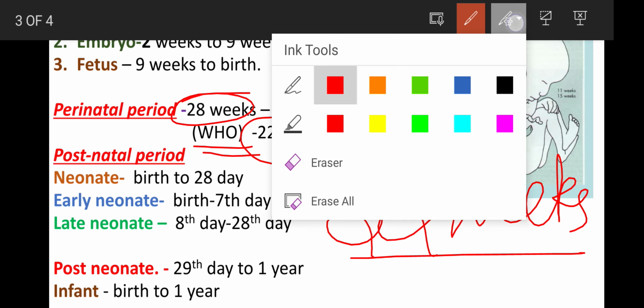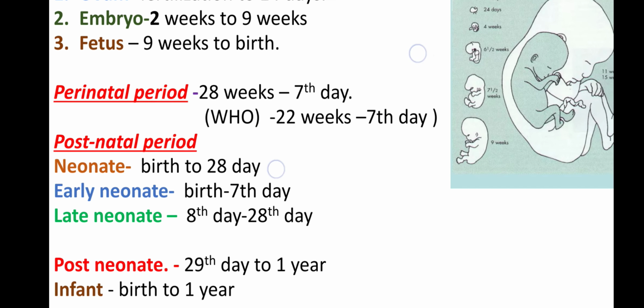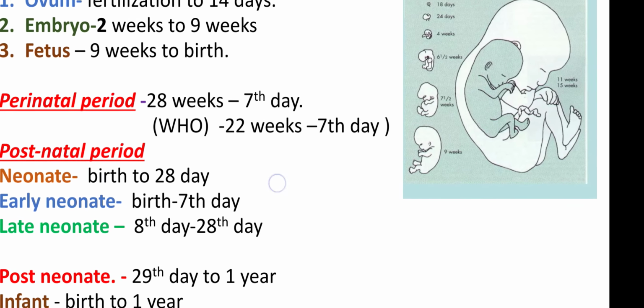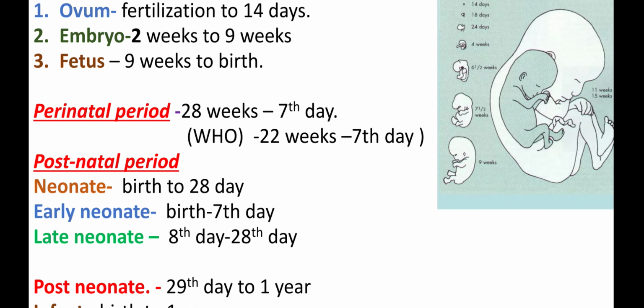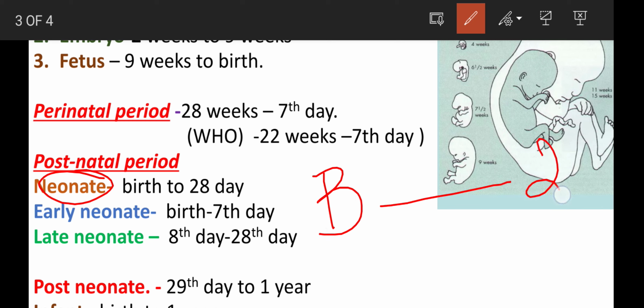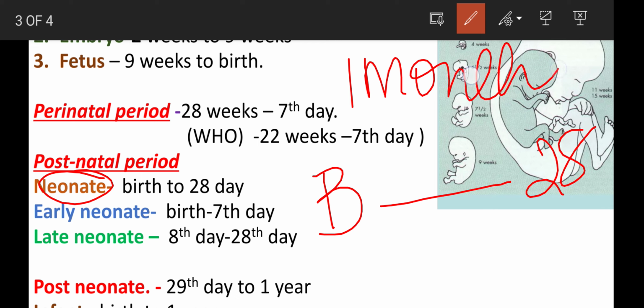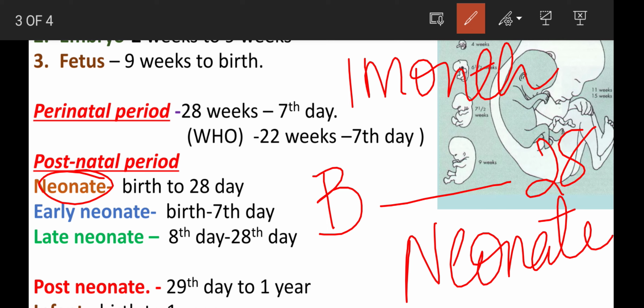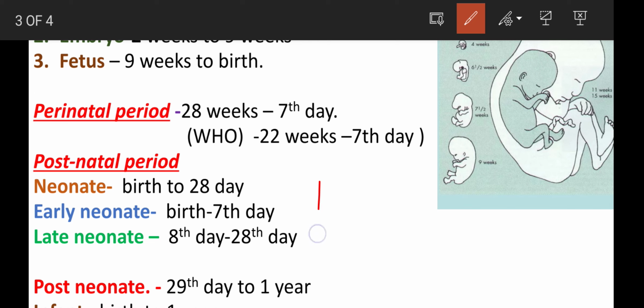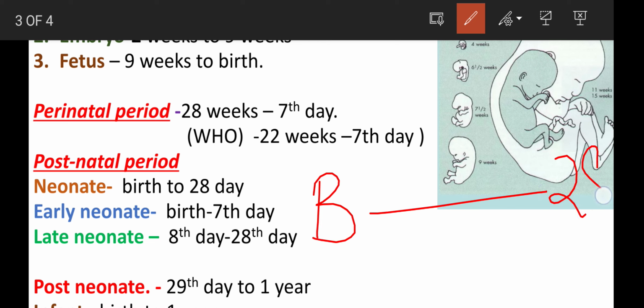Okay. Now we move on to the postnatal period. Postnatal period is the period after the birth of the baby. In the postnatal period, the baby is referred to as a neonate. Who is a neonate? From birth to 28 days, approximately 1 month. Neonate is the one from birth to 28 days.